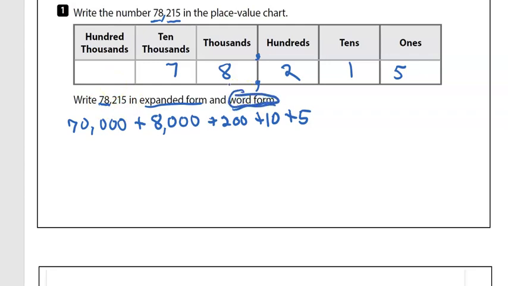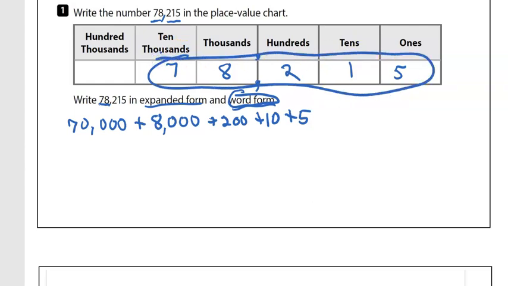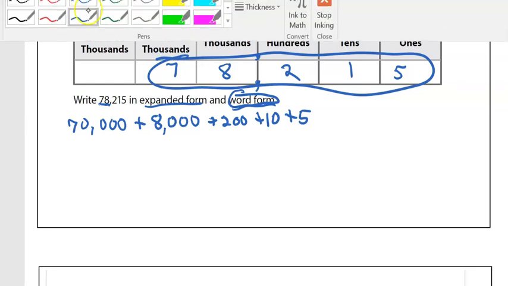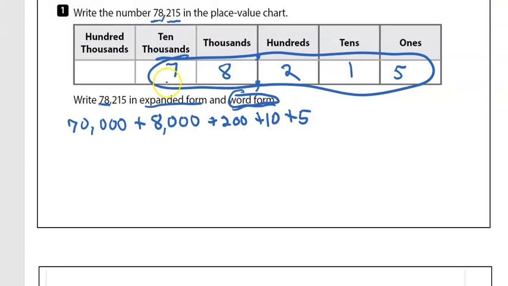Okay, now we're going to do word form. So word form is just say the number as you see it in its standard form, which is just digits, and then write the words. So the way you do that is you're going to start by reading the numbers that are to the left of that comma. So you'd read these two first. 78, and then you see the comma, 1,000. 78,000. And so that's what you would write.